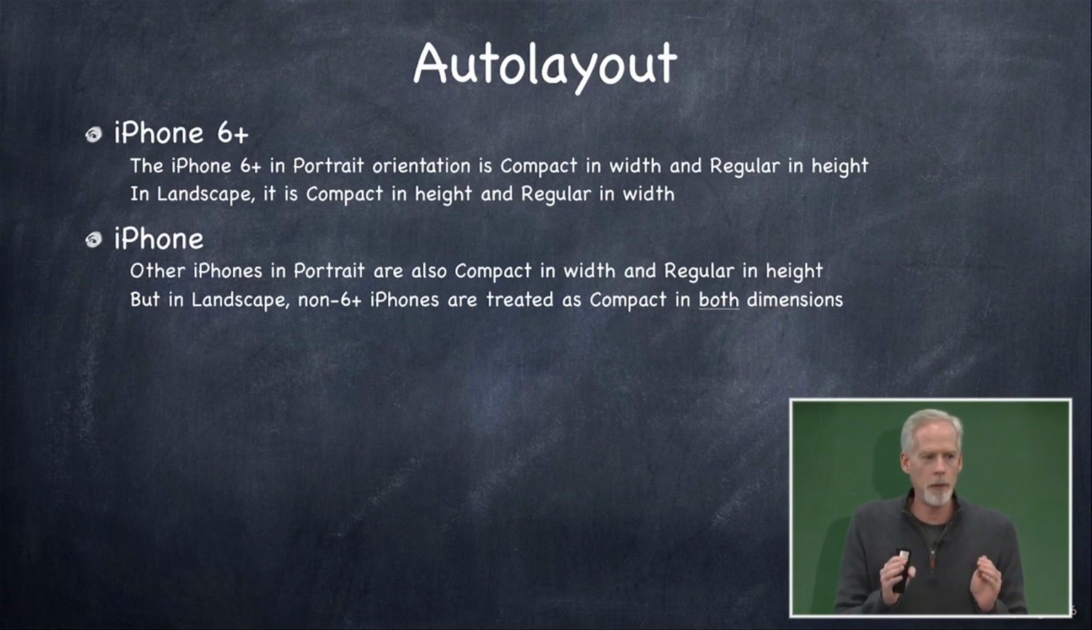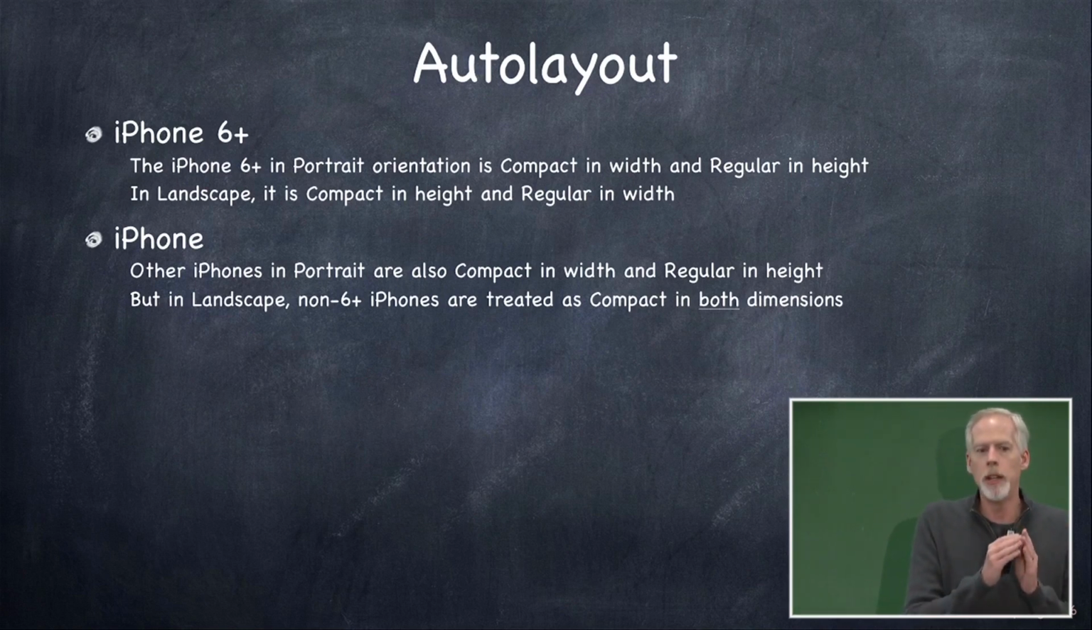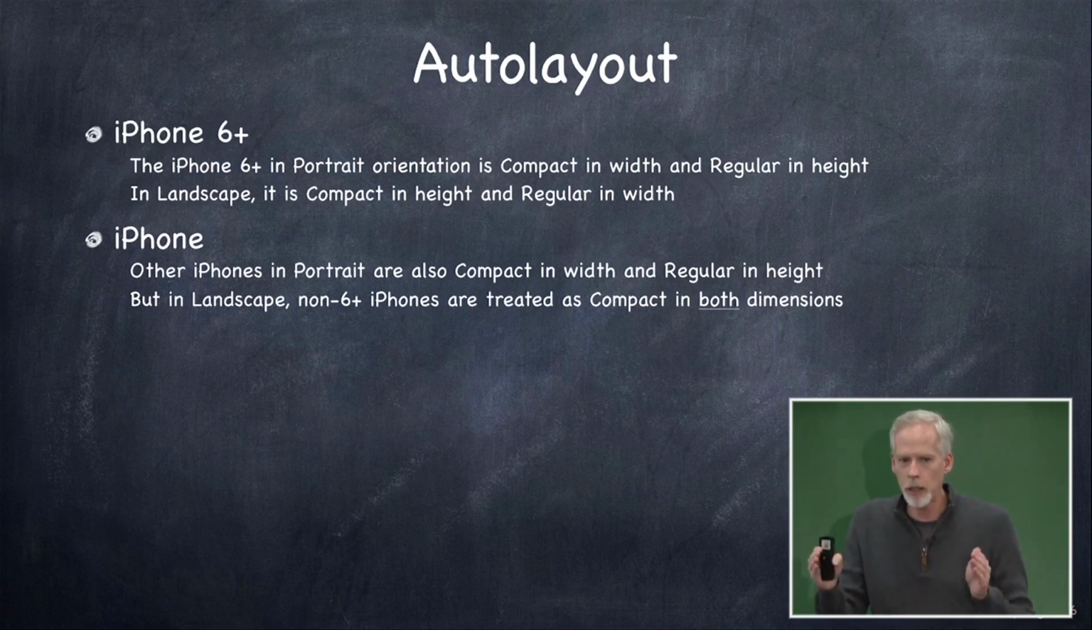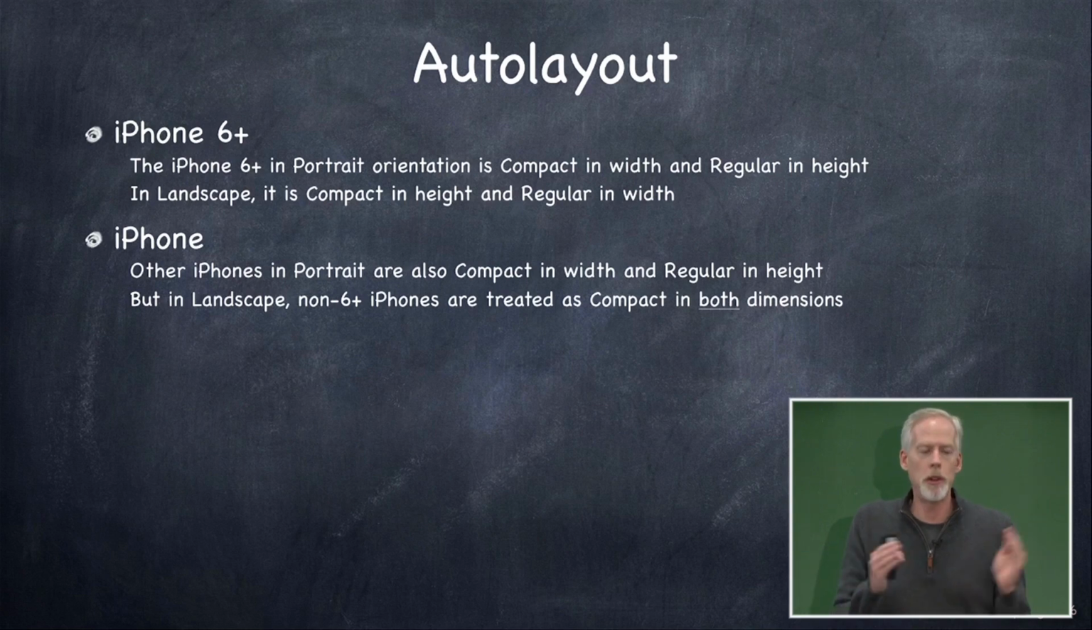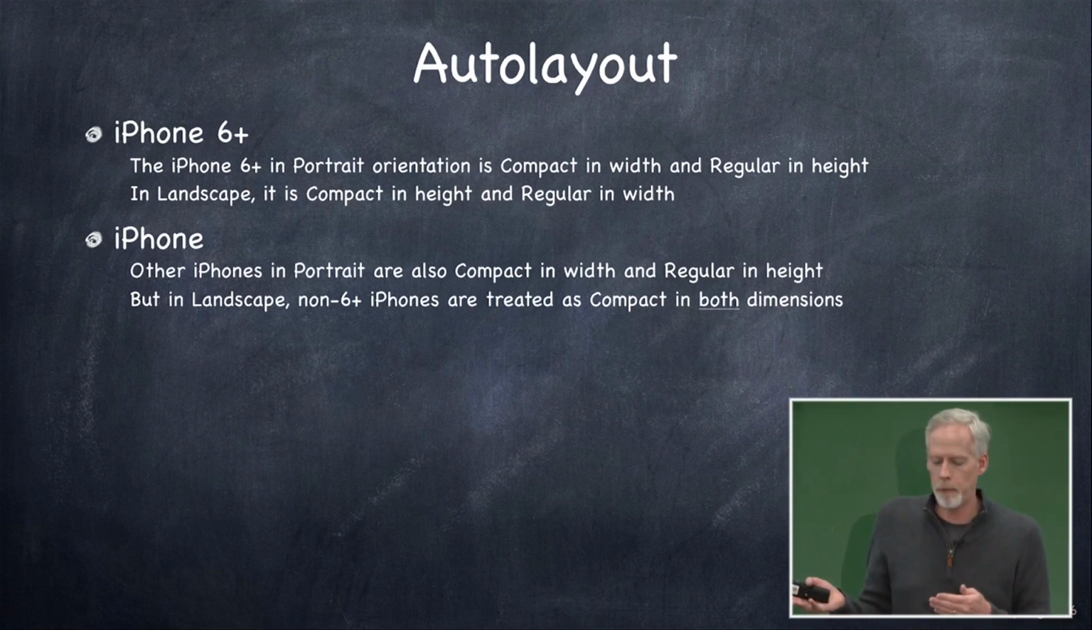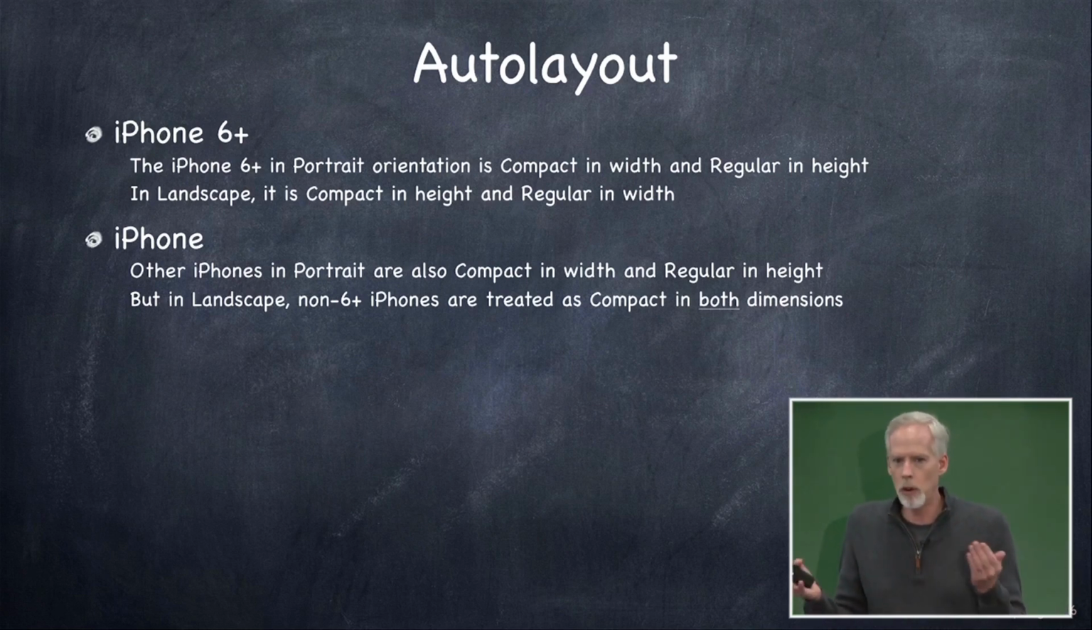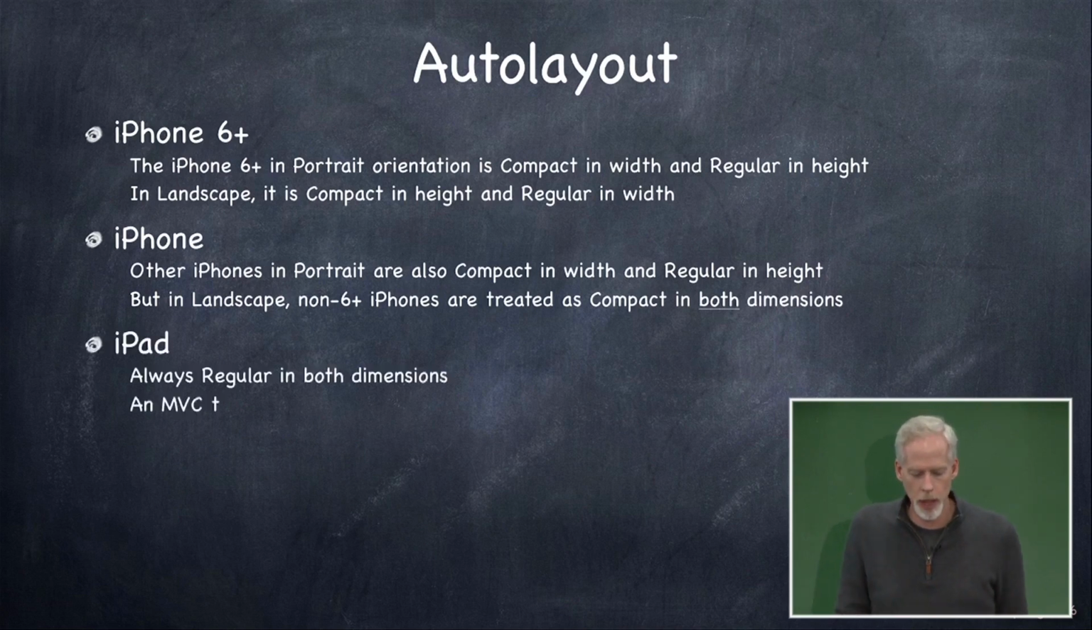So on a normal iPhone, non-Plus, in width, you would think it would be regular, because it was regular in height when it was in portrait, but no, it's compact. So you can actually tell the difference between whether you're on a 6 Plus or a regular iPhone 4S or 5 or 6 or whatever, non-Plus, because you'll be compact in both directions in landscape. Okay, so it's just kind of weird, get used to that.